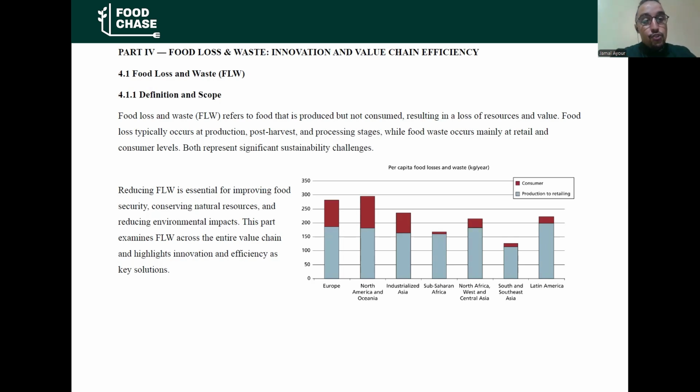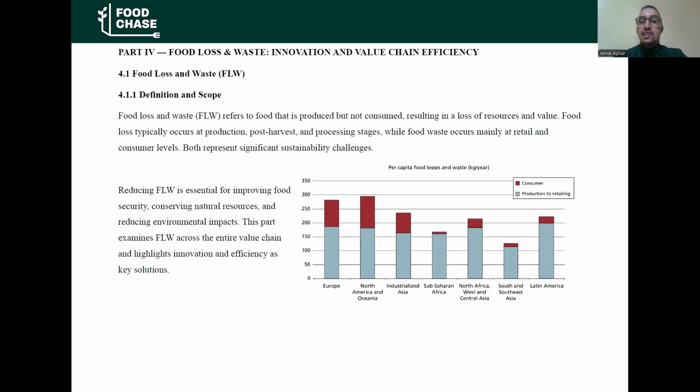Definition and scope. Food loss and waste refers to food that is produced but not consumed, resulting in loss of resources and value. Food loss typically occurs at the production, post-harvest, and processing stages, in the different steps of production, while food waste occurs mainly at the retail and consumer levels.